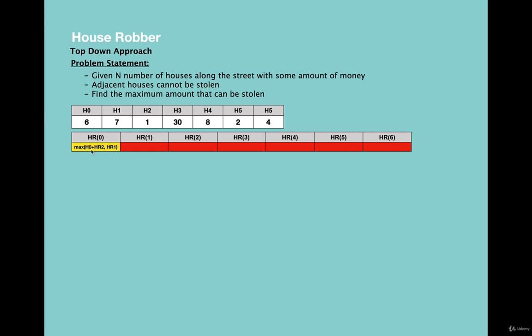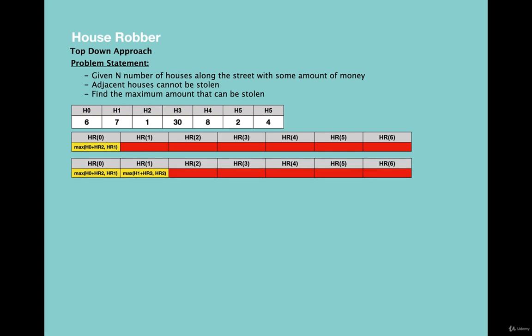So in this case, we are taking the first house plus the result from house 2. And the second option is we are skipping the first house and finding the result from the second house. So in this case, we need to calculate this equation over here. Now, we know that we haven't calculated the results for second and third houses, so we need to calculate the equation for this house over here.